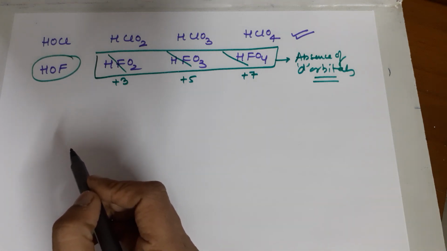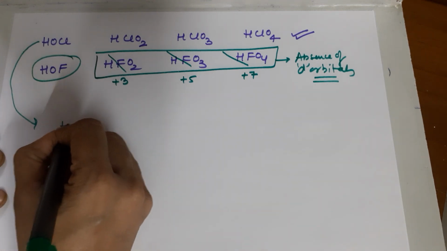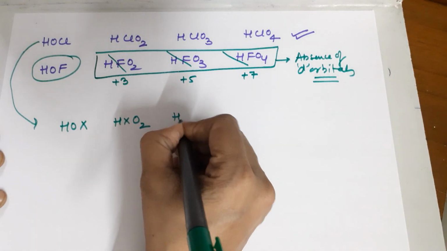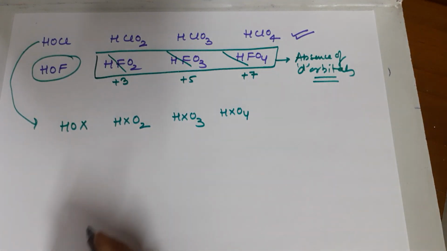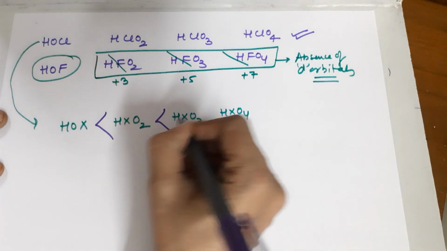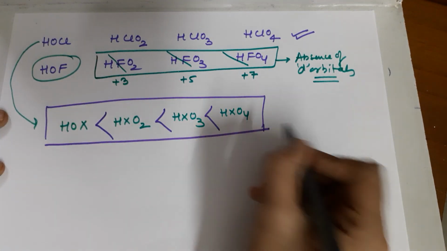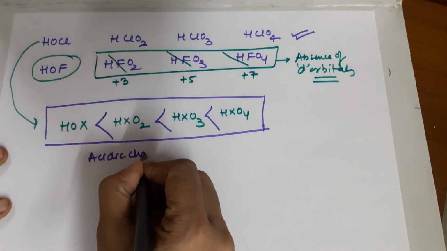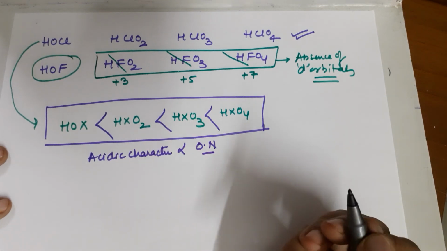Now let us talk about the acidic character of the oxyacids. Now it is found that if you have HOX, HXO2, HXO3 and HXO4, your property of acidic character is this: higher the oxidation state, so acidic character is directly proportional to oxidation number of the halogen.